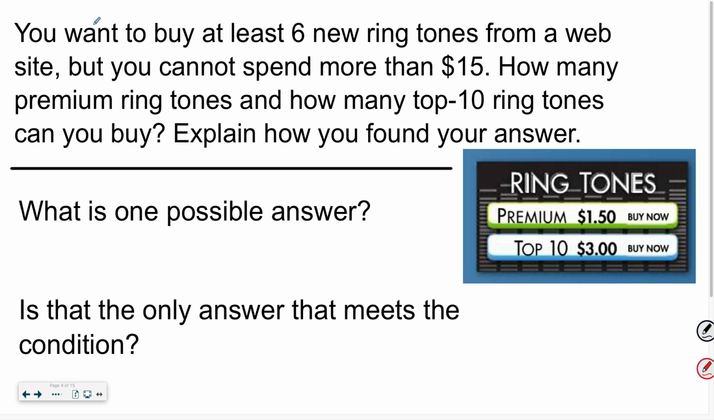Oh wait, yeah. You could buy 4 premium ringtones and 2 top 10. So we bought 4 premium and 2 top 10. How much are we spending? It would be $6 for top 10 and $6 for premium, so $12 total. That works as well. Could you come up with another combination? Yeah, there's a range, okay? Because you already identified here that you're dealing with an inequality. Good.